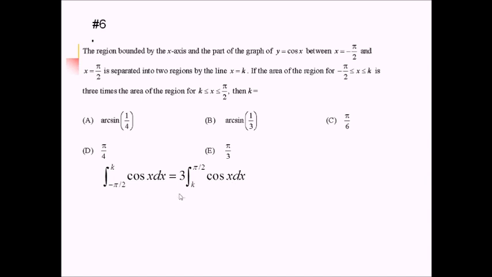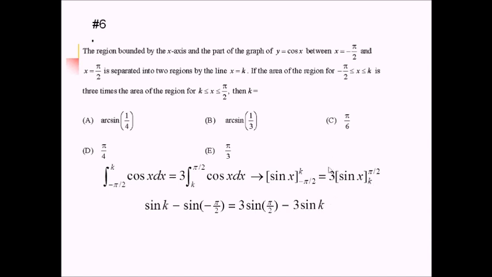Okay, so let me go ahead and expand all these now and solve for this x value. So using my fundamental theorem, first off, my antiderivative here is going to be sine of x, evaluated from negative pi over 2 to k. And over here, I'm just going to have 3 times sine of x from k to pi over 2. So on the left side, I have sine of k minus sine of negative pi over 2. All that's going to equal, and I can just multiply 3 by both of these things, 3 times sine of pi over 2 minus 3 sine of k.